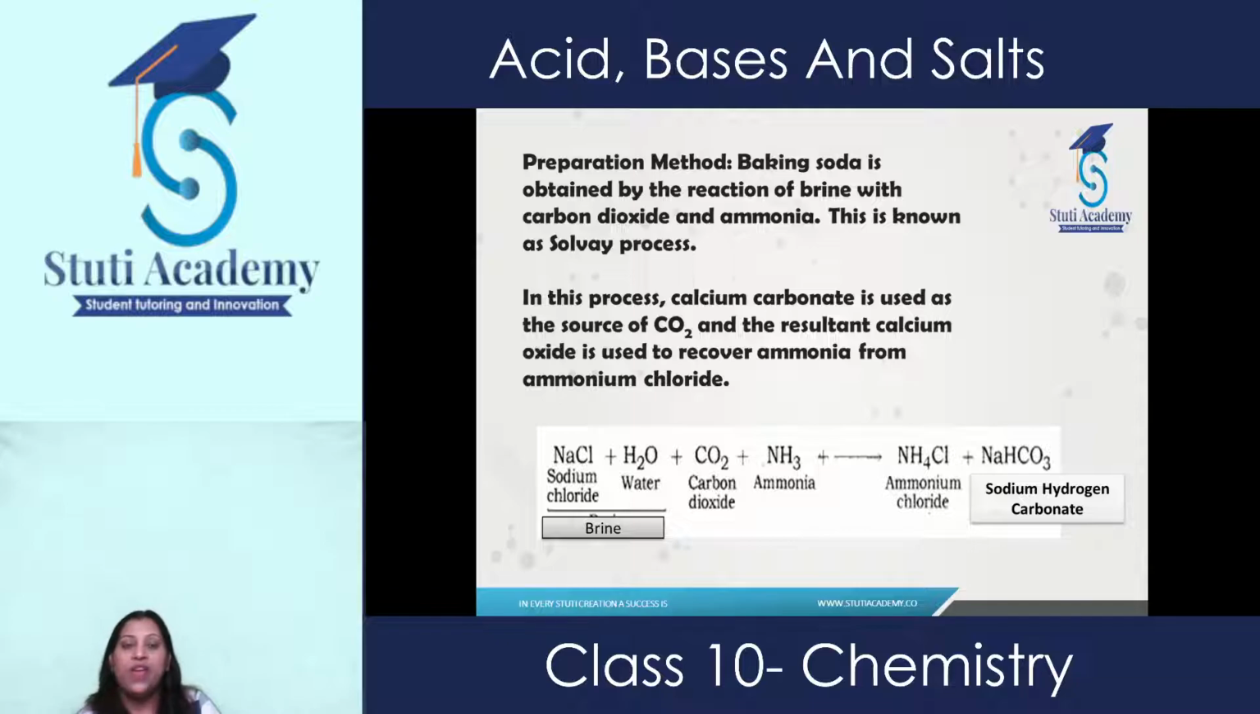First, how we can prepare this baking soda. It is obtained from brine. Again, what is brine? A solution of sodium chloride and water is known as brine. Due to the reaction between brine, carbon dioxide and ammonia, it results in the formation of ammonium chloride and sodium hydrogen carbonate, or we call it sodium bicarbonate. The process involved in its preparation is known as the Solvay process. So in this manner, we get sodium hydrogen carbonate or baking soda.